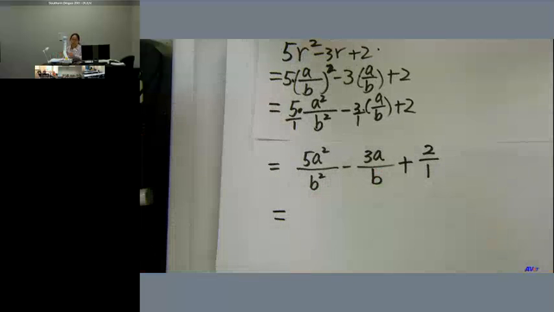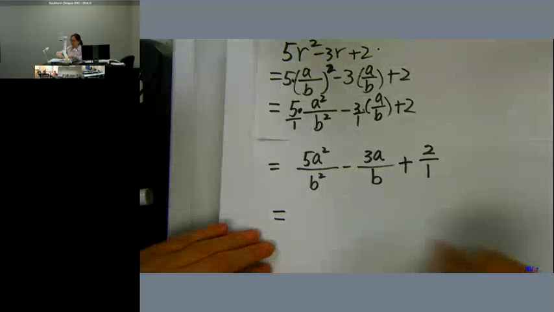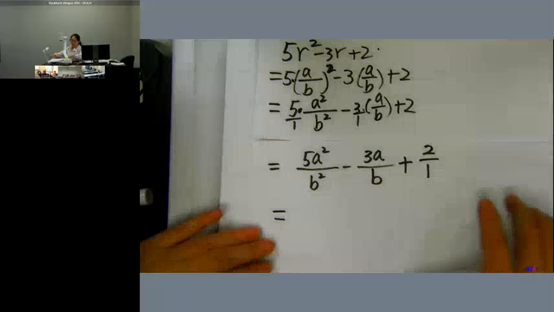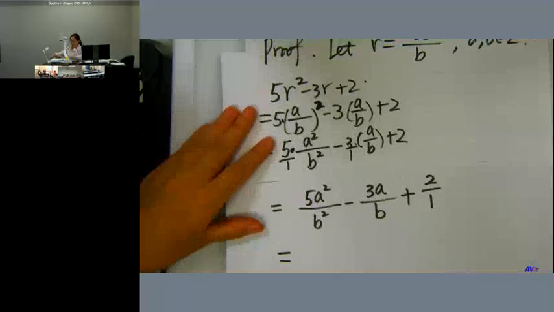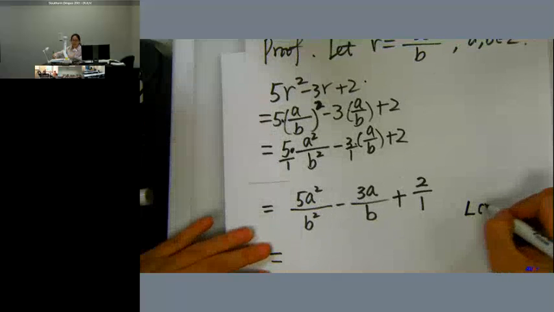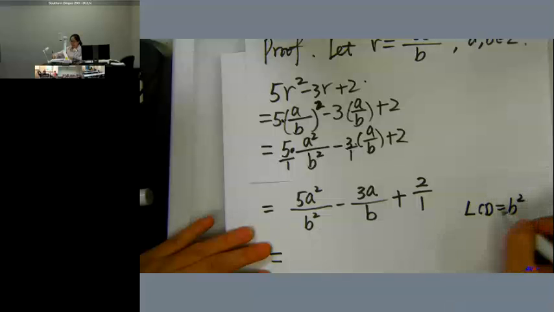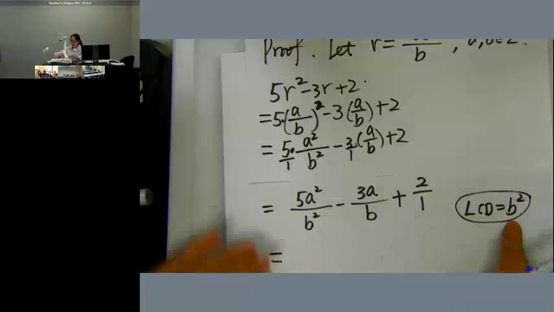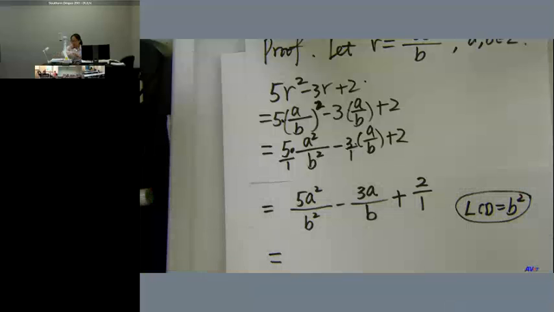How do we add or subtract fractions? Find the least common denominator. In this case, what's the least common denominator? B squared, right? Can everybody see what the least common denominator is? That's again from the algebra class. So the least common denominator is b squared.